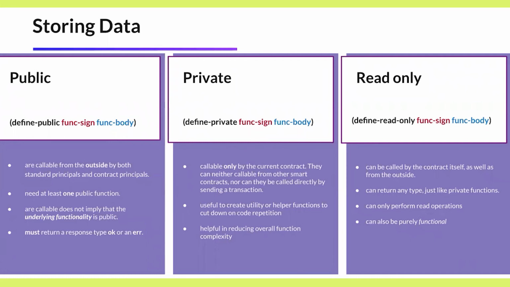All contracts that are deployed need to have at least one public function. And all public functions have to return a response type of OK or error. Then we have private functions. So these are callable only by the current contract. So they can't be called from the outside by a user or by any other contracts. It's only used within the specific contract file that you're working in.